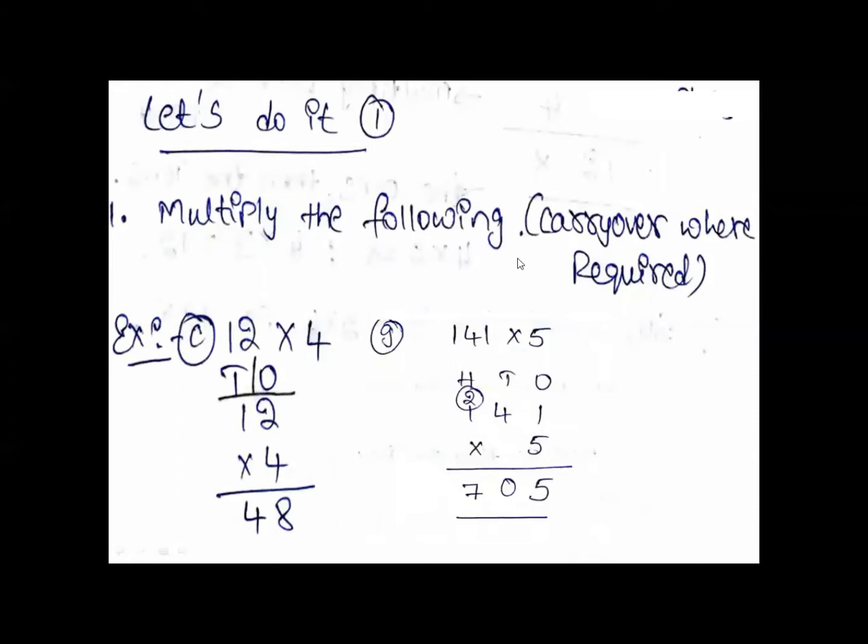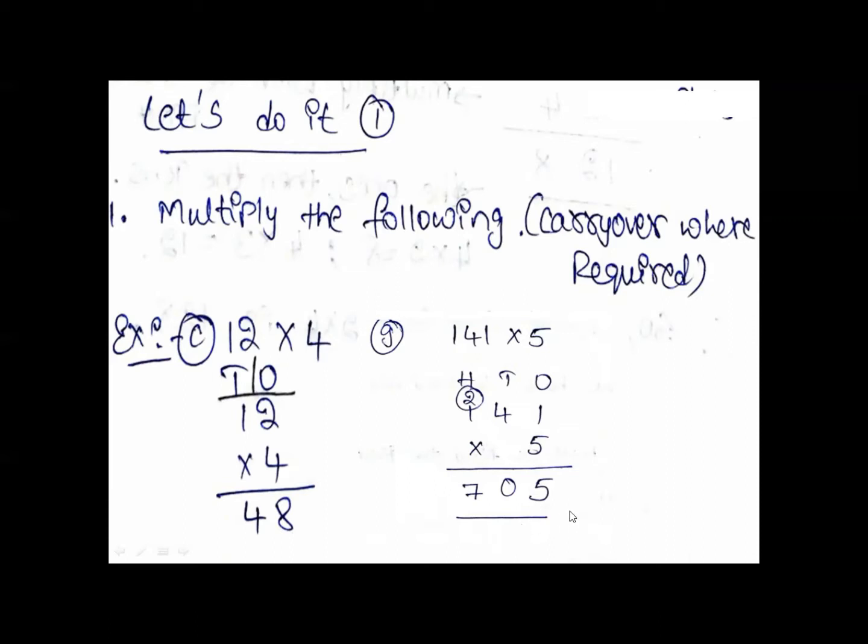Let's do it. Multiply the following, carry over where required. Before this slide we have already learned about carry over. See here. 12 into 4 means ones is 2, tens is 1. Okay. 12 into 4. 4 1s are 4. 4 2s are 8. Write here 8 in the ones place, 4 in the tens place. Total product is 48. Here we are not taking any carry over.